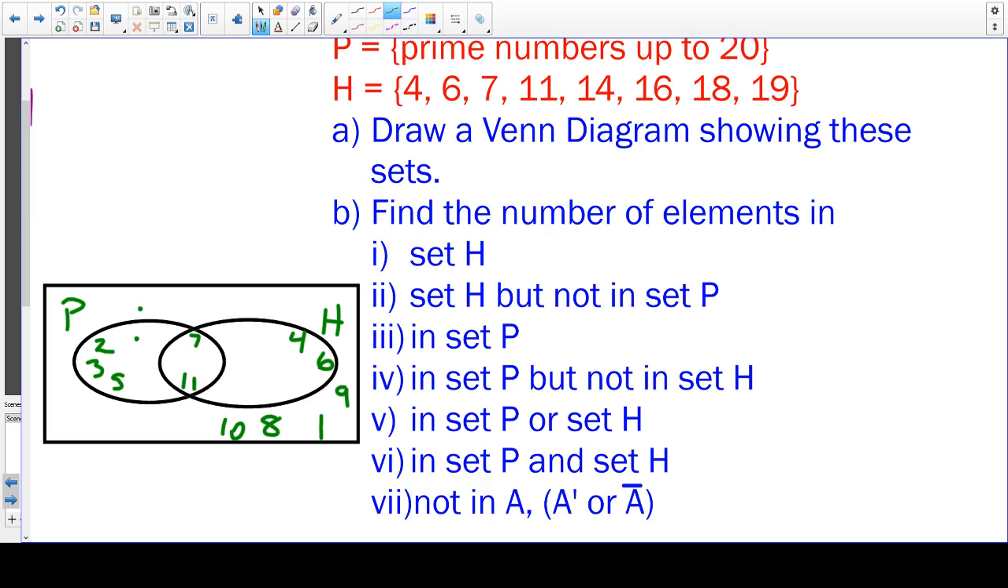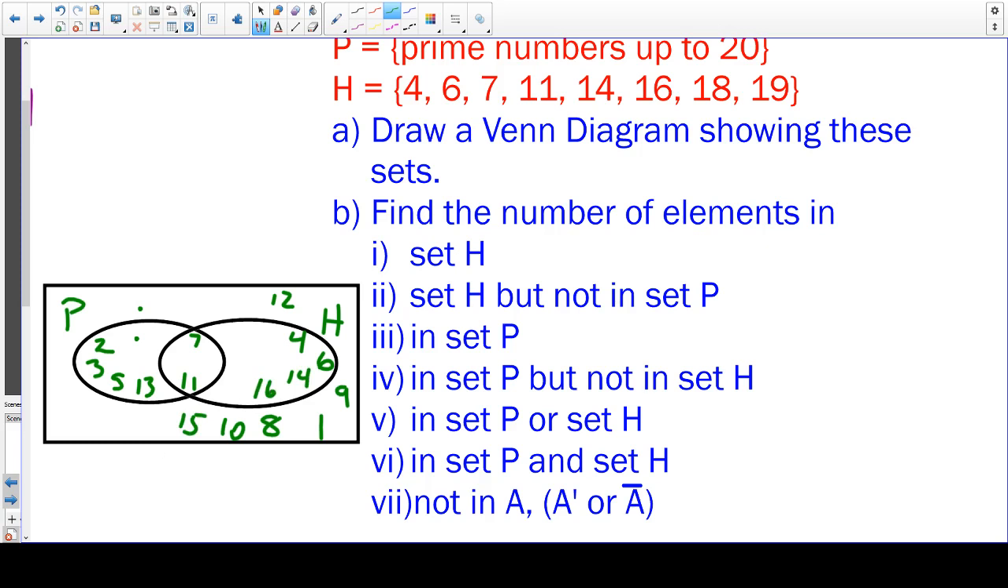12 isn't prime and it's not an H, so it's floating outside. 13 is prime, but it's not an H, so it's in here. 14 is not prime, but it is an H, so it's in here. 15 isn't prime, and it's not an H, so it's out here. 16 is not prime, but it is an H, so it's in here.